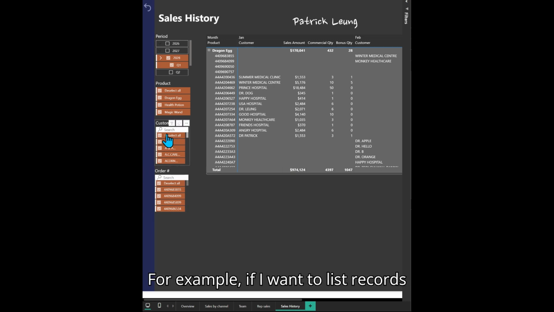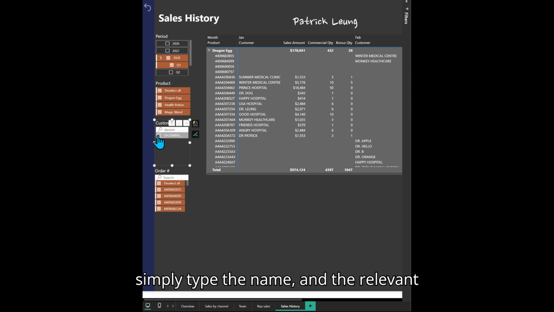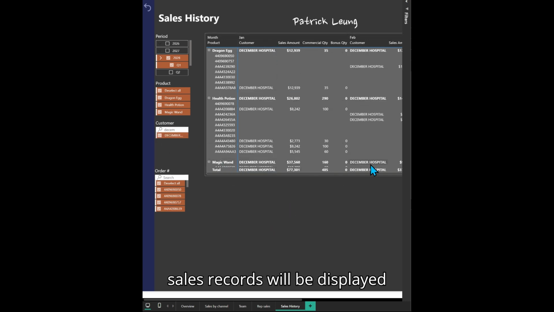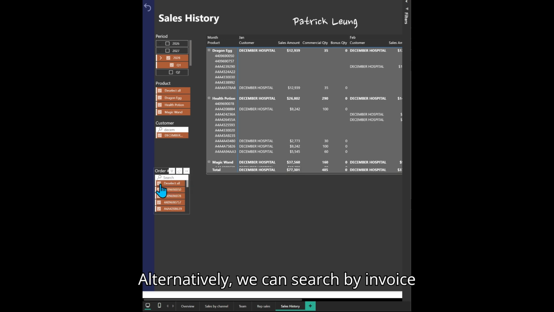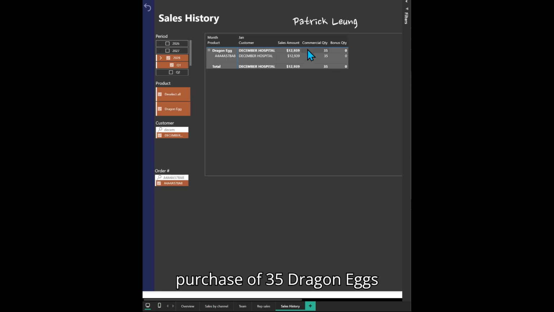For example, if I want to list records for December Hospital, I simply type the name, and the relevant sales records will be displayed. Alternatively, we can search by invoice number. For instance, invoice A4A4A5788 corresponds to a purchase of 35 Dragon Eggs. Okay, that is the end of this dashboard demonstration.